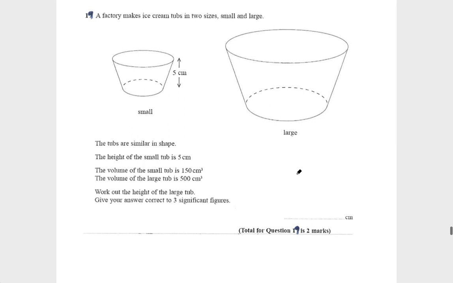Question 19. A factory makes ice cream tubs in 2 sizes, small and large. The tubs are similar in shape. That means that one is an enlargement of the other. The height of the small tub is 5 centimeters. The volume of the small tub is 150 centimeters cubed. And the volume of the large tub is 500 centimeters cubed. Work out the height of the large tub, correct to 3 significant figures.